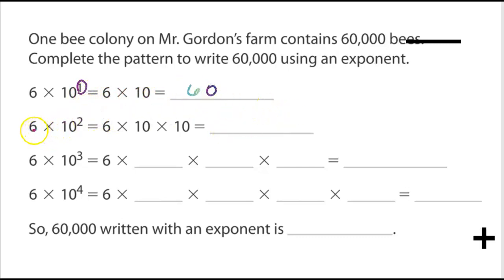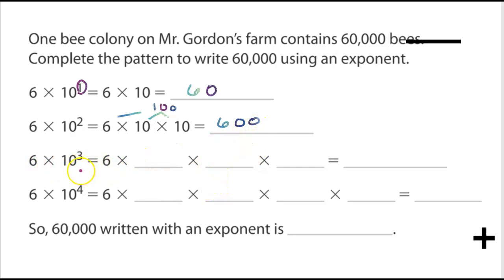Okay, it set us up the next problem as well. 6 times 10 to the second power. Okay, well this really means 6 times 10 times 10. Well, we know 10 times 10 is 100. So 6 times 100, 6 times 1 is 6. All we've got to do is bring down and place those zeros behind. It's 600.